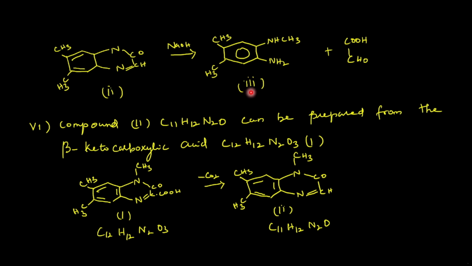The compound 3 can be synthesized from the compound 2, which on treatment with sodium hydroxide yields the compound 3 and 1 molecule of glyoxylic acid. Therefore, the compound 2 must have the structure like this. The compound 2 can be prepared from the beta-ketocarboxylic acid C12H12N2O3. This compound 2 can be synthesized from the compound 1 as follows. This compound 1 on acidification yields the compound 2 with the elimination of 1 molecule of carbon dioxide.